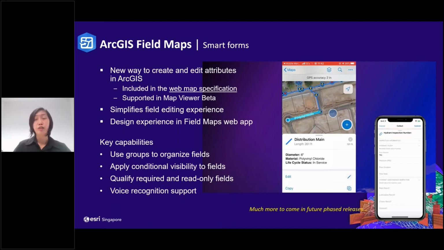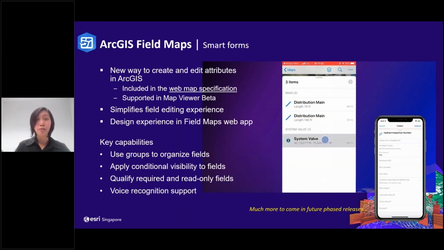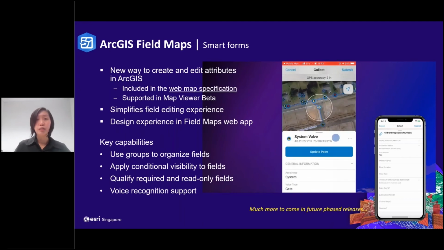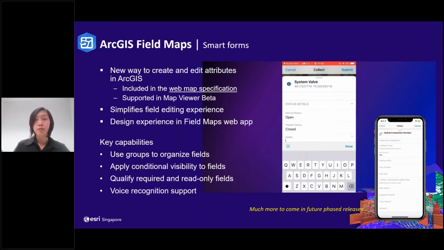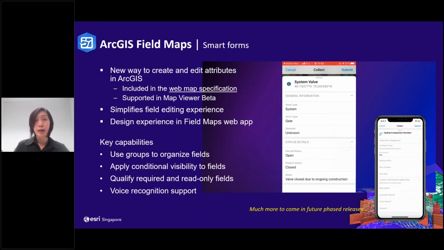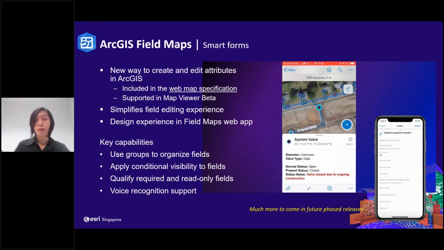Another key feature of Field Maps is one that must have been the most requested, and that is smart forms. The first release of these new form capabilities will include the ability to use groups to organize the fields. This is especially useful if your data collection form has many fields. You'll be able to organize all of these fields into logical groups, provide the group a name and a description, and be able to collapse and expand them.